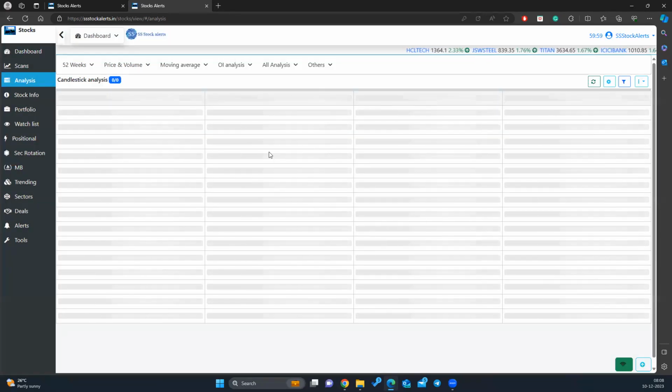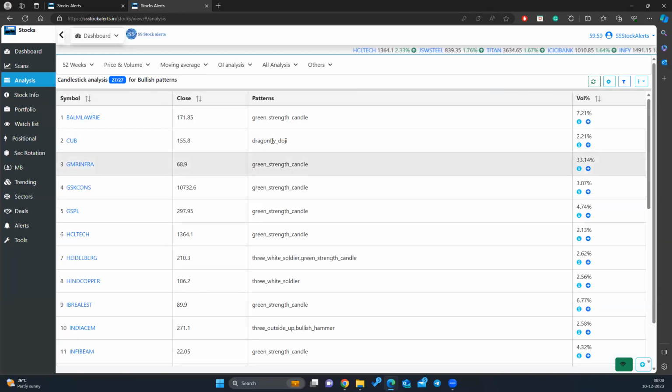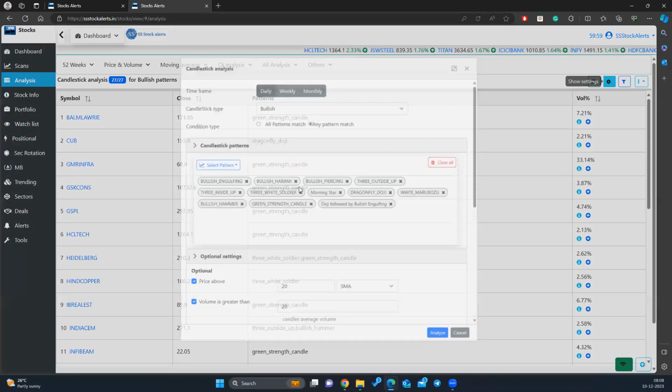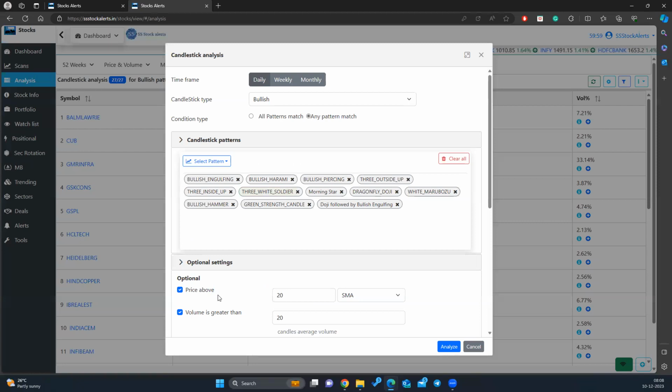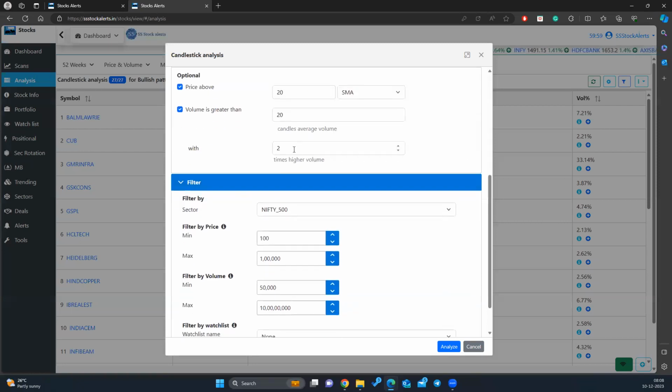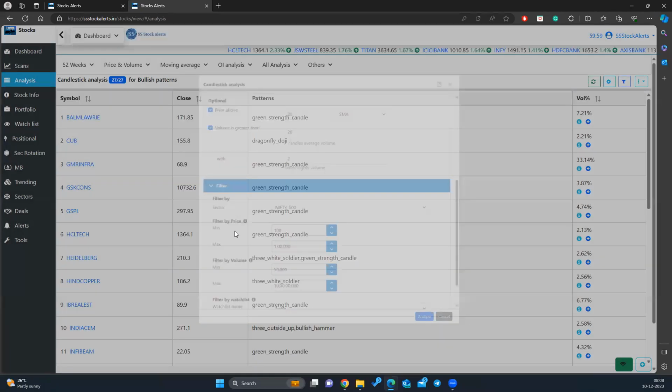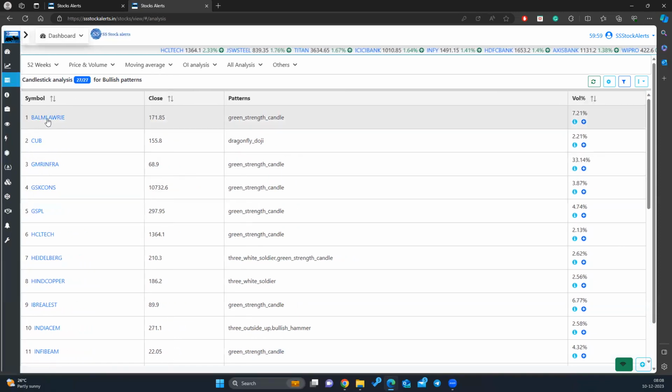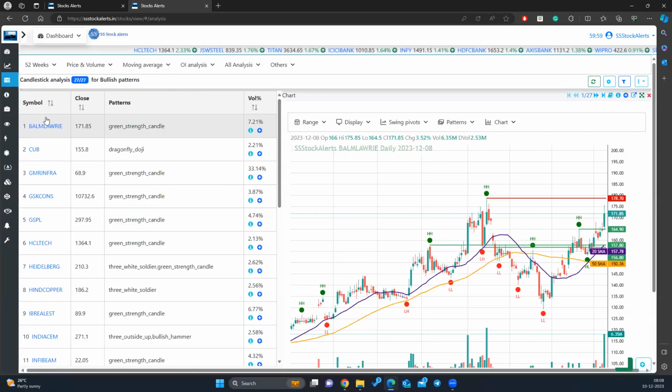So it will analyze your stocks for the Nifty 500, and these are the stocks. Our criteria, one more time we can see: the price is above 20 SMA, and volume should be greater than 2 times higher. Okay, so you can click here and let us see the chart. Okay, so let us understand.